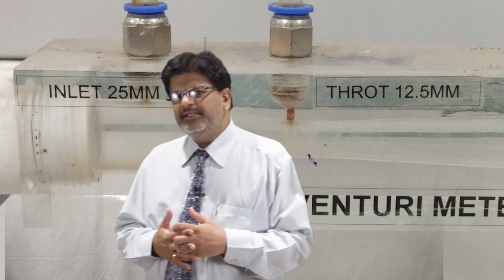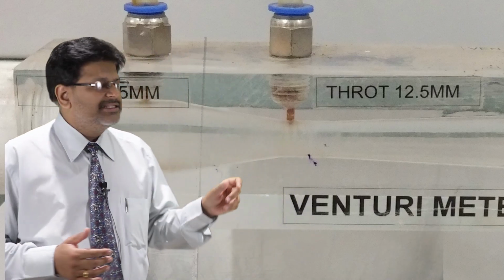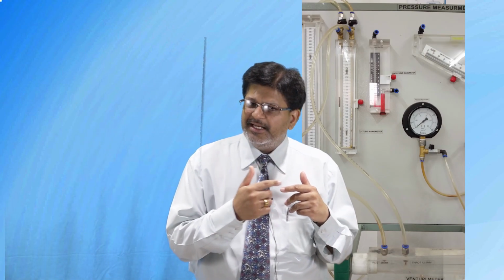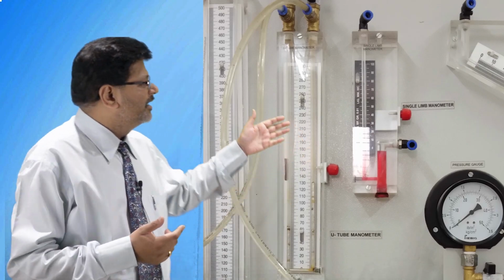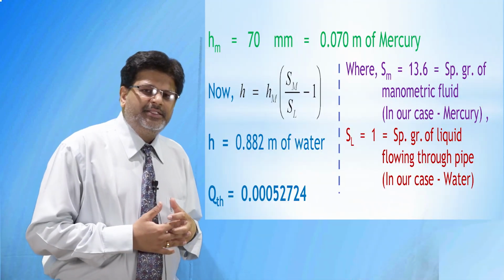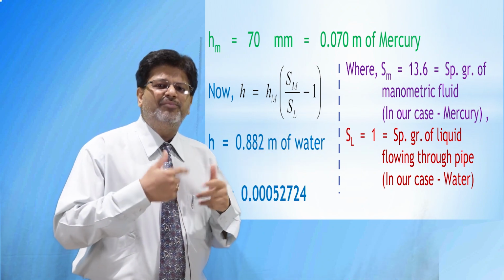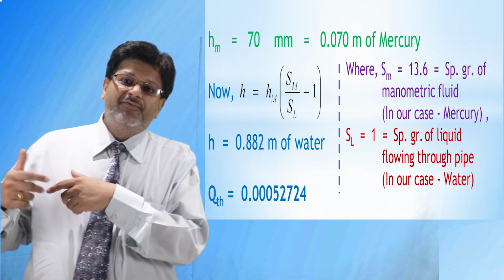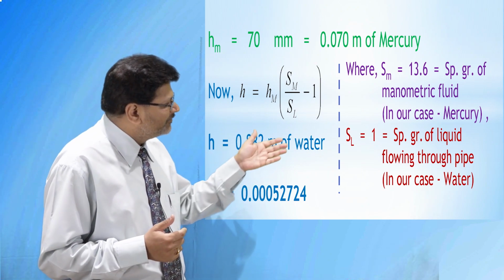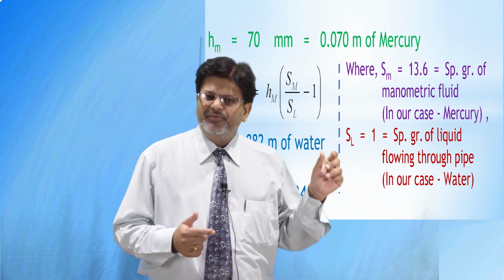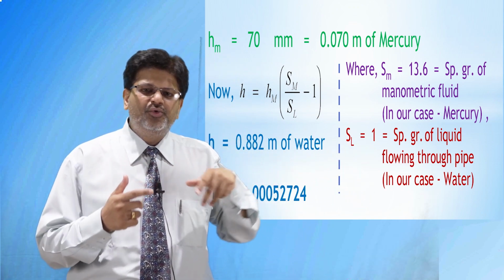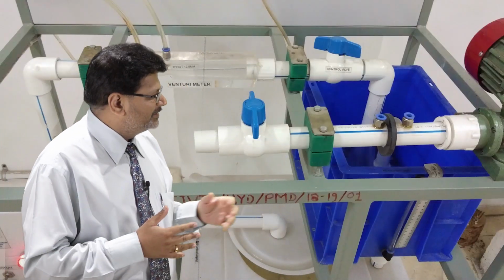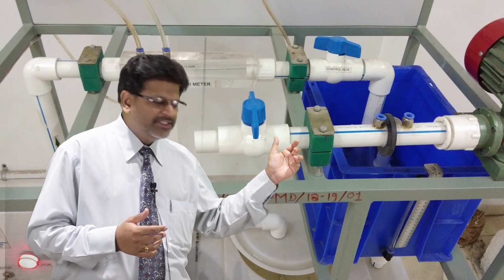We have to also measure the pressure at inlet and the pressure at throat. Now we get the difference between the pressure at inlet and pressure at throat by using this differential mercury manometer. The pressure difference is obtained in terms of mercury, that we have to convert into the equivalent pressure of the liquid which is flowing through the pipe. In our case the liquid flowing through the pipe is water, so we are going to convert the mercury difference into equivalent head difference of water. After that we are going to measure the actual flow rate by using the measuring tank.